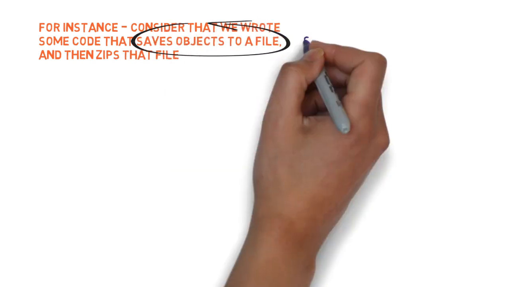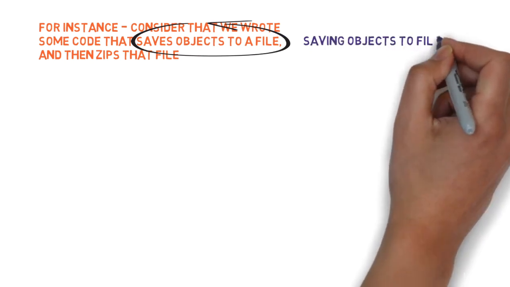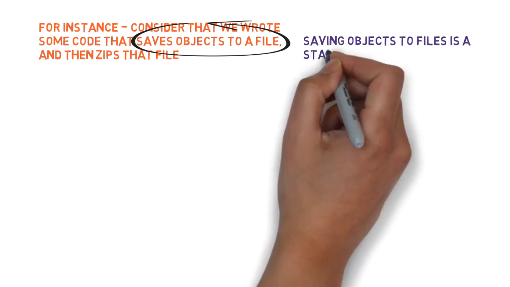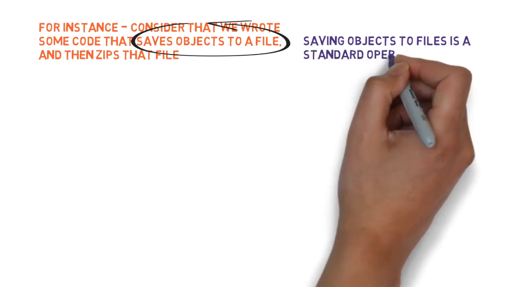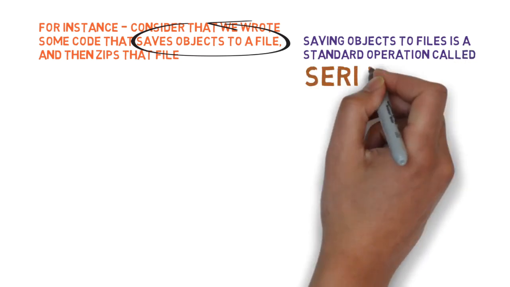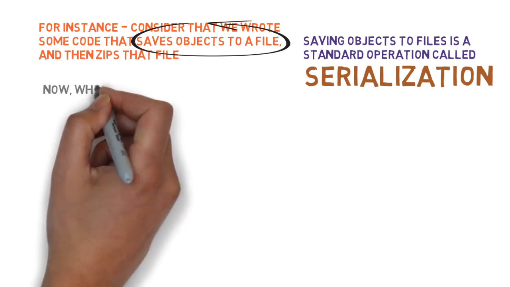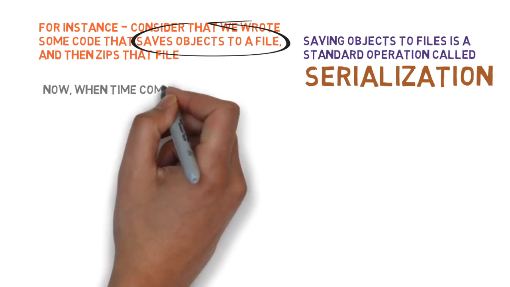So we have a file which has Java objects saved in it and it's zipped. Now, saving objects to a file is a very standard operation in Java. People do this all the time and Java makes it extremely easy. This is done by a standard process called serialization. Serialization involves taking any Java object and writing it onto a file.